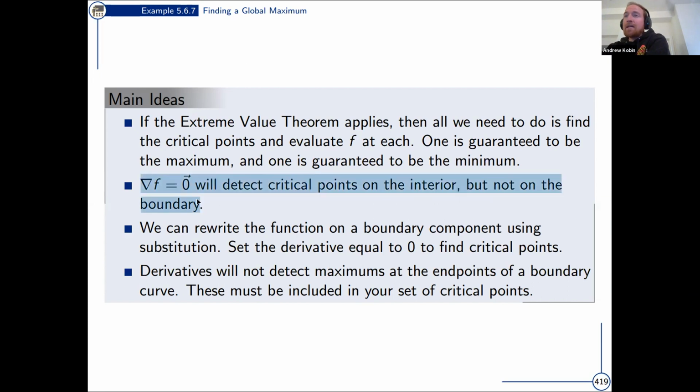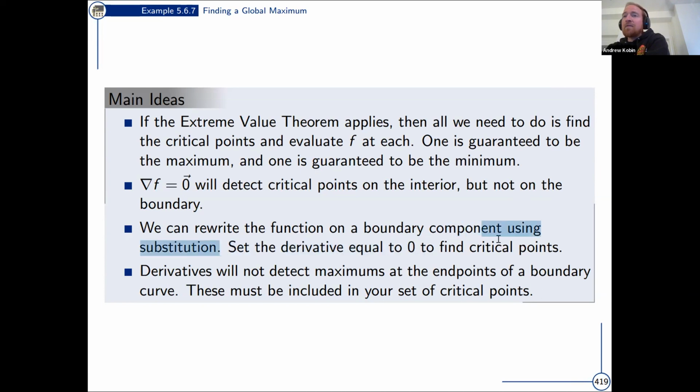The gradient function set equal to 0 will detect critical points on the interior of our region, but not necessarily on the boundary. However, we can rewrite the function f on the boundary using some sort of substitution. For example, we used the substitution x equals 0 to find the critical points on the vertical line strip along the y-axis. We also used the substitution of x squared plus y squared set equal to 16 to reduce the complexity of the function along that semicircle boundary.